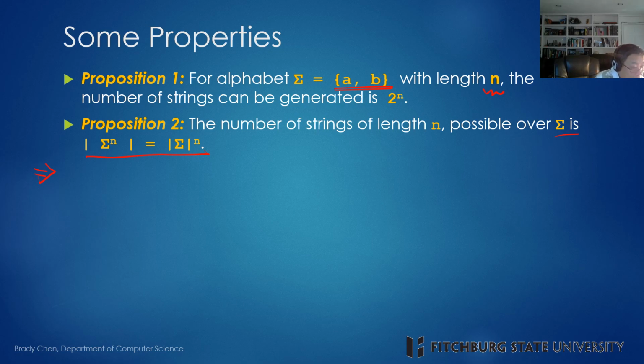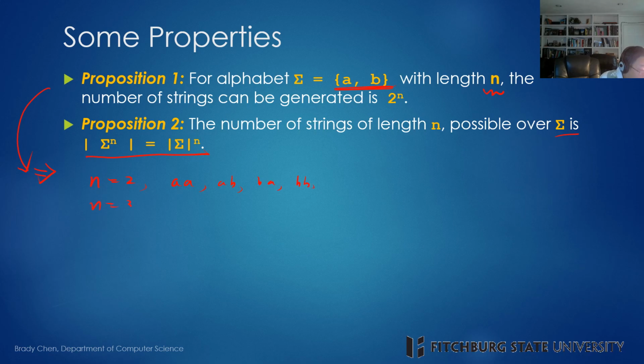Now, the first one, because sigma contains two elements. Okay. Now, if you want to generate the strings of, say, length 2, we know from the previous slide that the total number of strings that can be generated is 4, right? So if n equals 2, then with two elements A and B, you can generate AA, AB, BA, and BB, right?